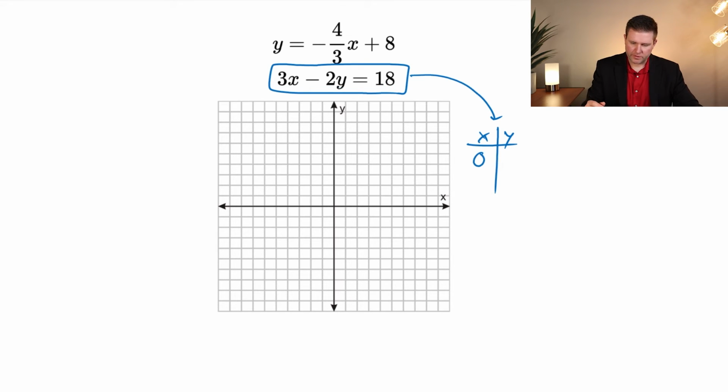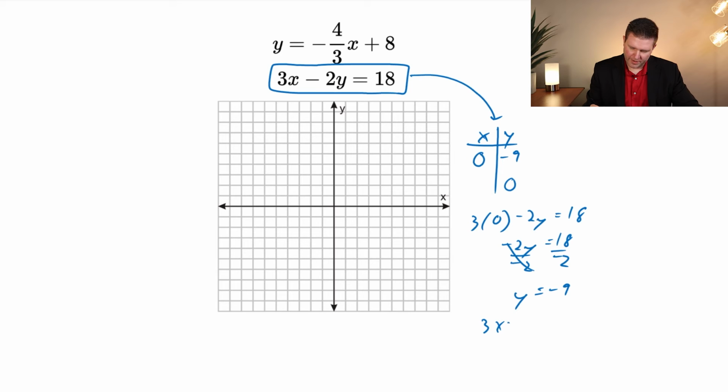So I'm just setting up my little table here for my intercepts, 0 for the x, 0 for the y. And then I'm going to plug 0 in for x here, so 3 times 0 minus 2y equals 18. Negative 2y equals 18. And then when you divide both sides by negative 2, y is negative 9. There's the first one, and then we got to plug in 0 for y now. So 3x minus 2 times 0 equals 18. 3x equals 18. Divide both sides by 3, and x is 6.